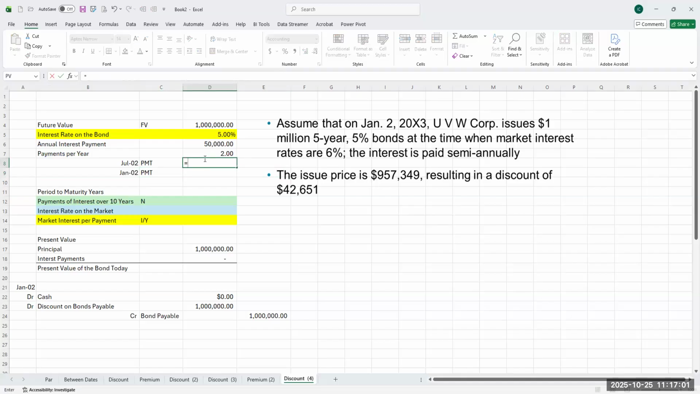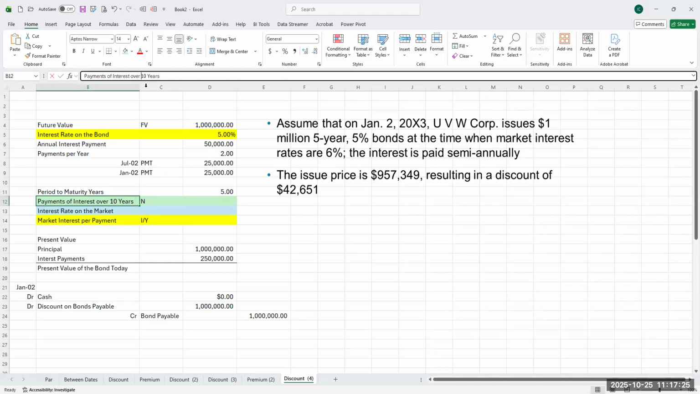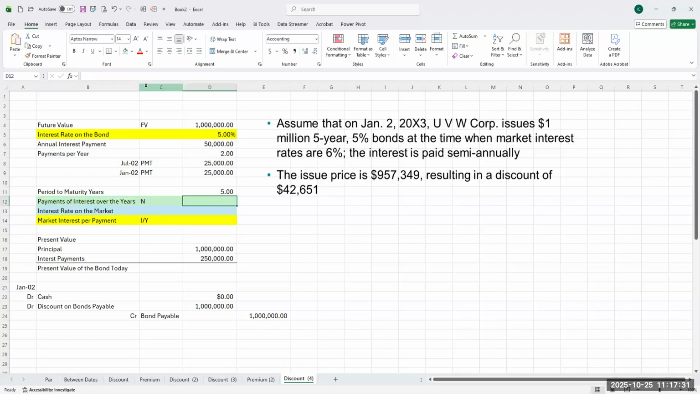So that means every time we have to pay, divided by 2, every time we have to pay $25,000. And that will be our payments. Now, period to maturity in years, those are 5 years bonds. Since we're paying over the years, let's make it universal, payments of interest over the years will be 5. Since we're paying 2 times per year, that's a total of 10 times we have to pay interest.